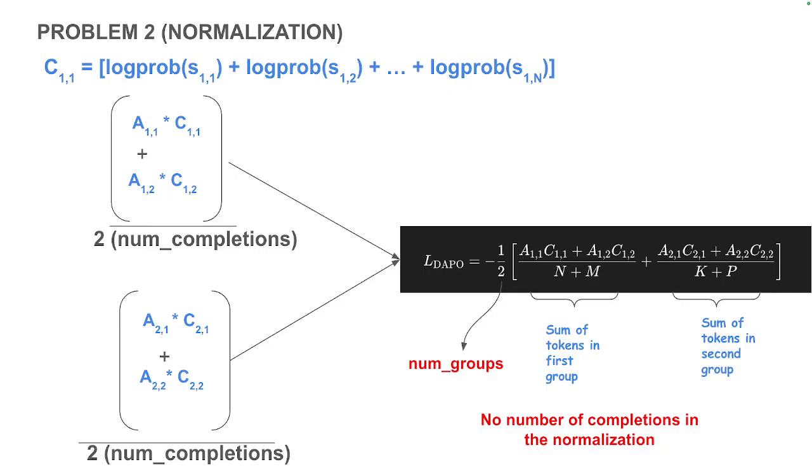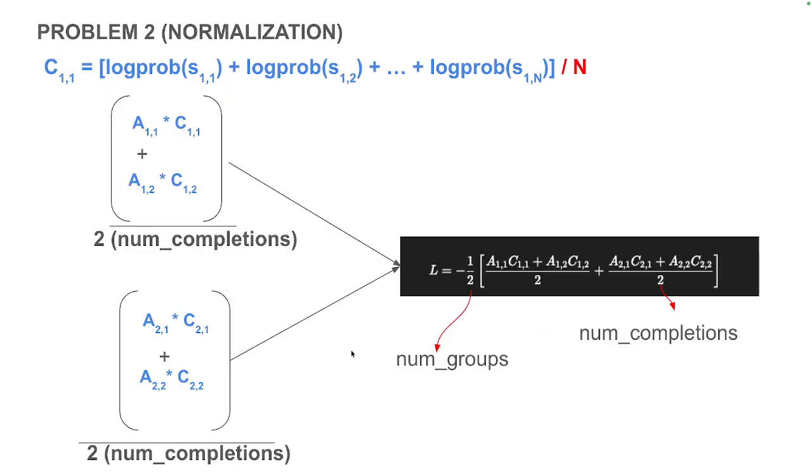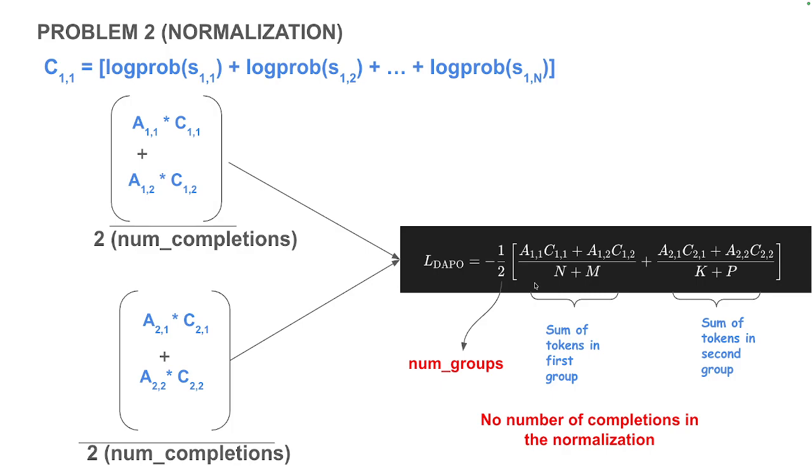So if I go back to our diagram here, you had two prompts and you have two completions per prompt. If you see, the first completion was length n, then m, then m, and then p. So DAPO is basically combining those: the first completion had length of n, the second completion had length of m, the first completion in the second group had length of k, and the second completion in the second rollout has length of p.